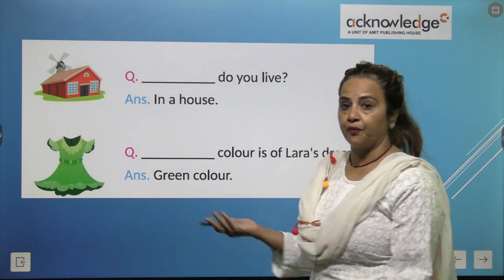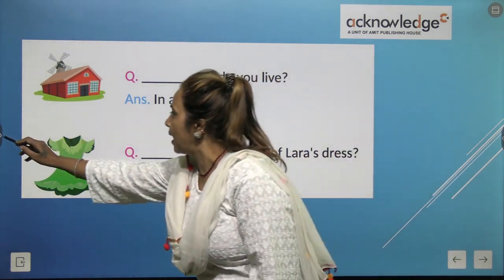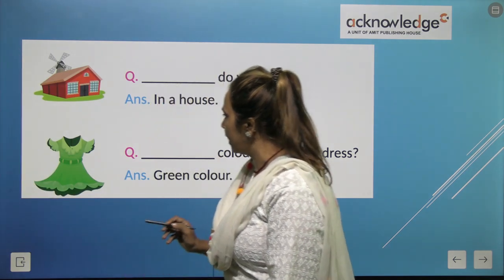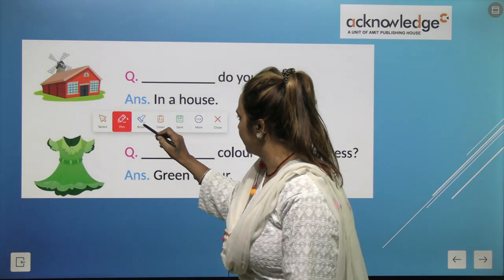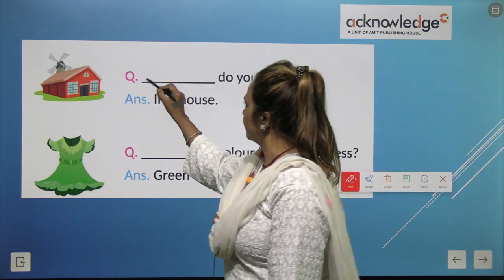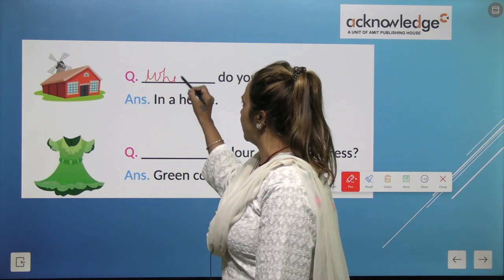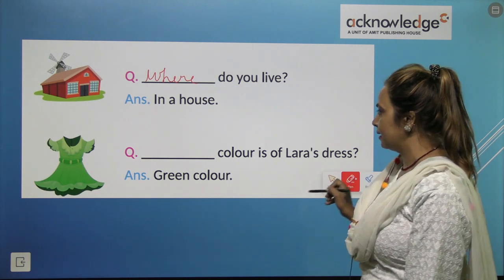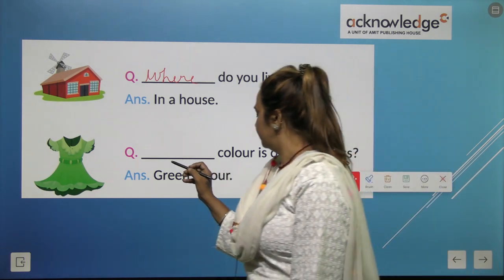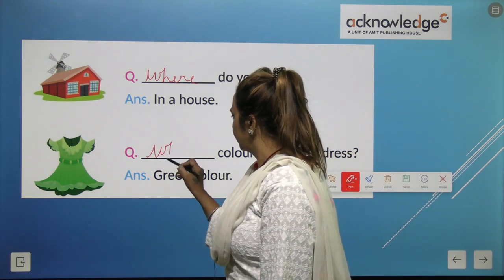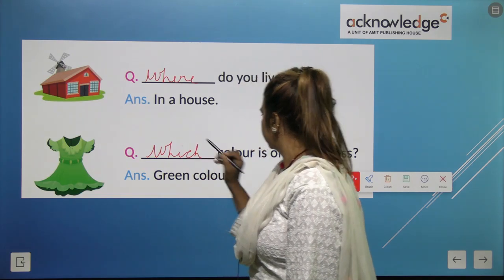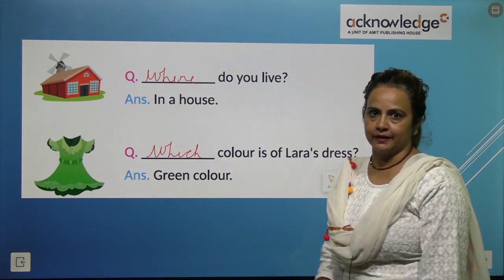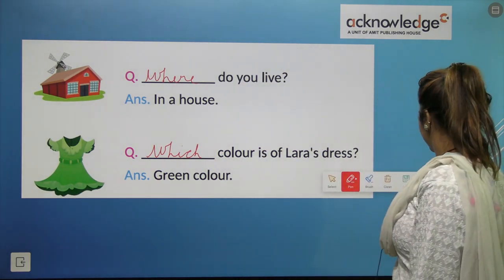Where do you live? आप कहाँ पे रहते हो? Where do you live? W-H-E-R-E, where. Which color is Lara's dress? Which color? Green color. Clear, children?